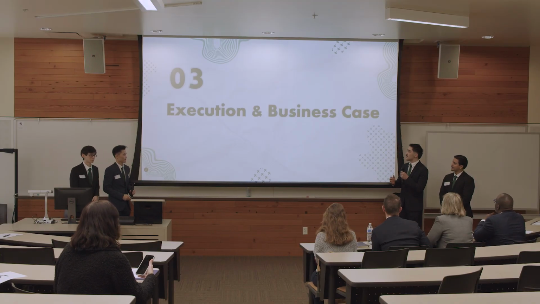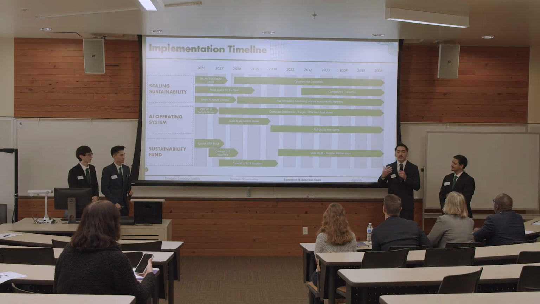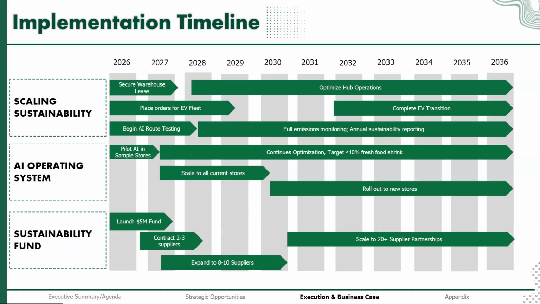Going into our execution in business, we want to lay out an implementation timeline for you guys. Going to scaling sustainability initiative, we're going to start fast. It is imperative that we start fast. This means securing that warehouse lease in Reno. This means placing those orders of the EV fleet and grandfathering out the diesel trucks.